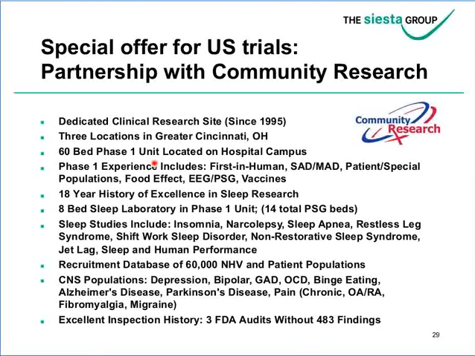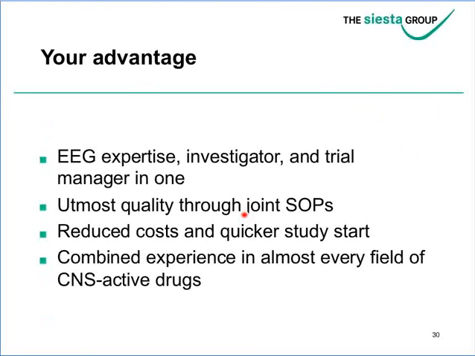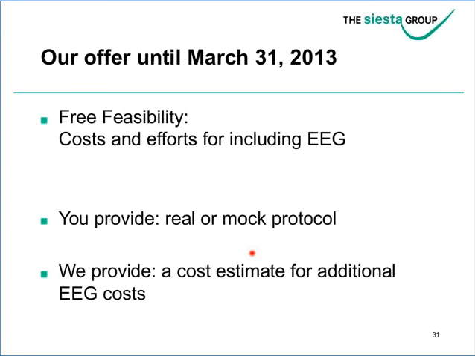So if the full package is required, including a site in the U.S., we can offer something together with Community Research. Your advantage of working with us is our expertise, our utmost quality through our joint SOPs with Community Research. The cost would be reduced since we are set up to work with that phase 1 unit already, and the study can start much more quickly. And we have a combined experience in almost every field of CNS-active drugs. Again, referring to us, Siesta Group, together with Community Research.